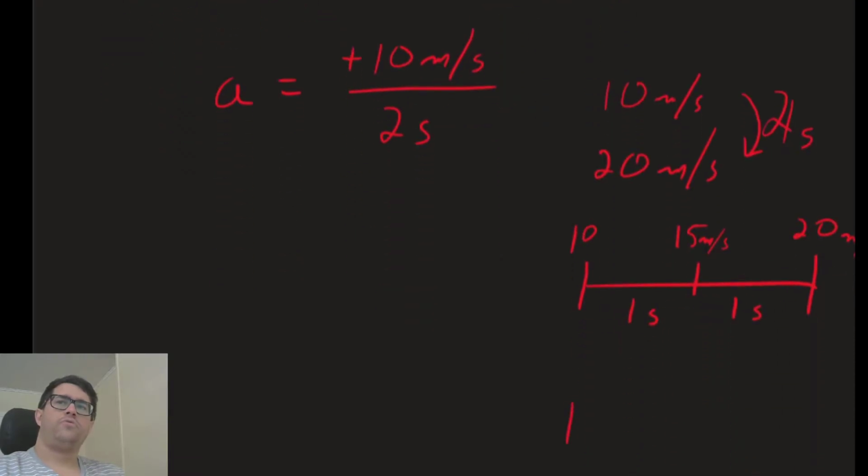Or maybe it took you 4 seconds to increase your speed from 10 to 20. So again, this is going to be a constant acceleration, no change. So after 1 second, after 1 second, after 1 second, after 1 second, I want to know where we are. So 10 meters per second to 20 meters per second. I pass through 15 meters per second, which will be the middle part.